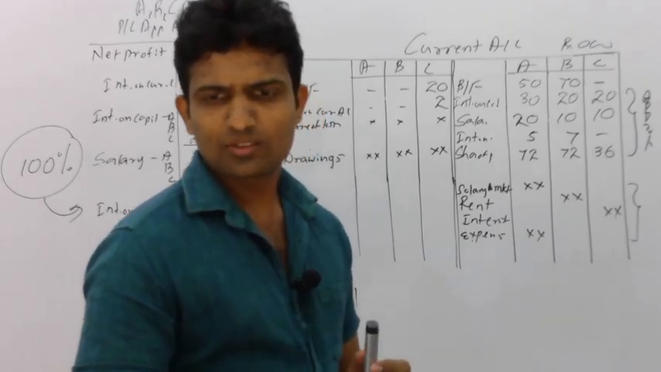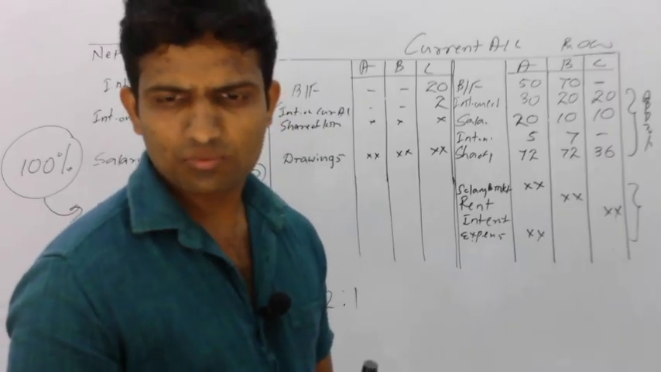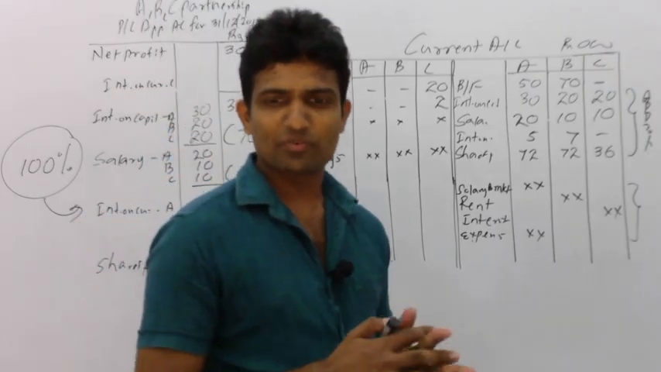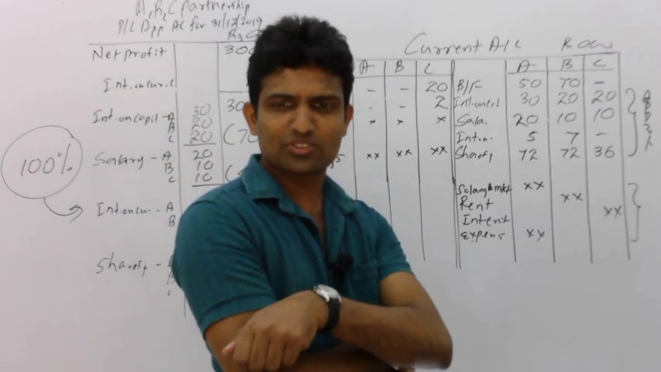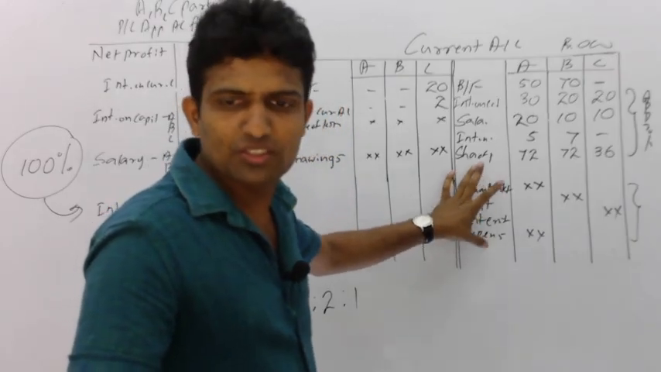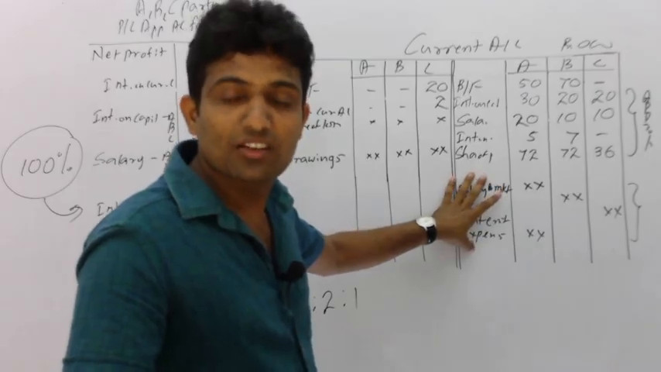Profit and loss account, not the capital. Those are debited to profit and loss. Capital, profit and loss. Do you understand? In the current account, some information came here from the profit and loss account.